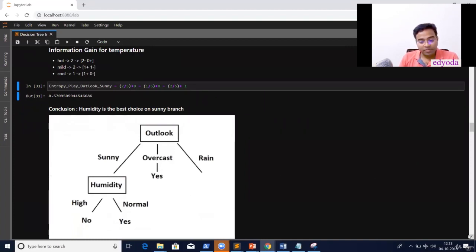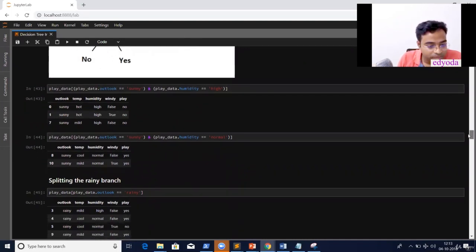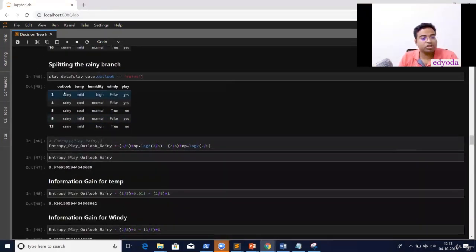You do the same way for the data which is under rainy. So here we are splitting the rainy branch. Okay, so this is the data which is rainy here. So let's calculate the entropy of this data. So we can see 3 by 3 and 2. So that is what the math says. So this is the entropy of this data.